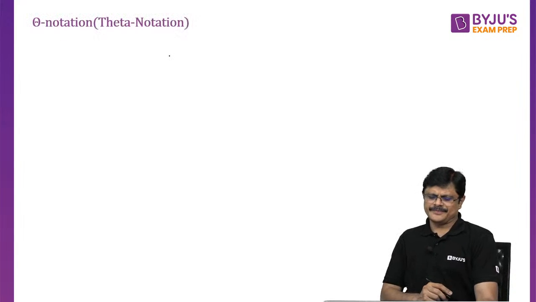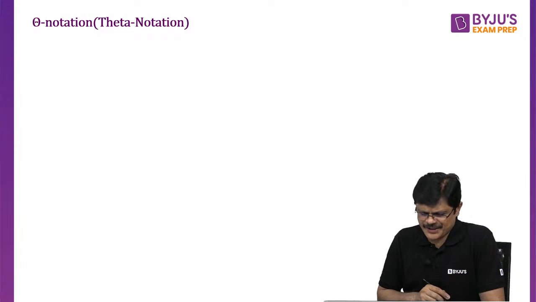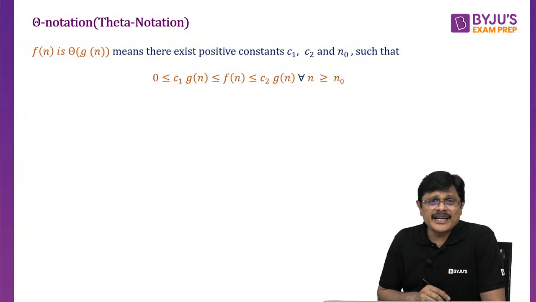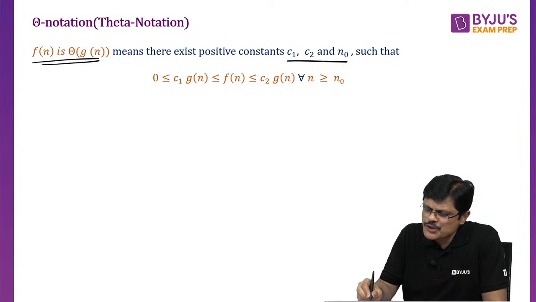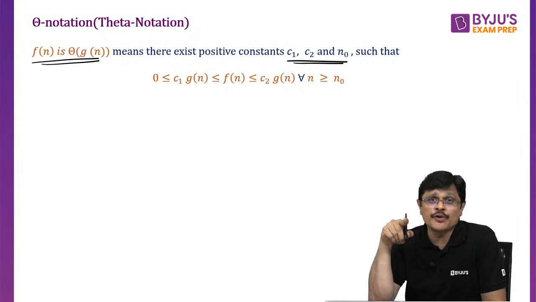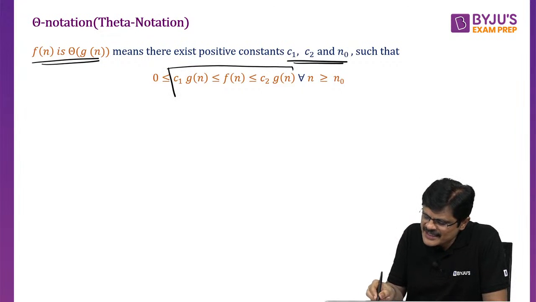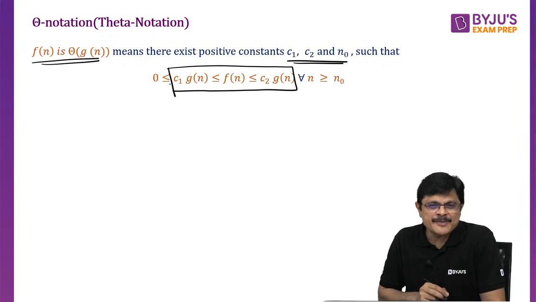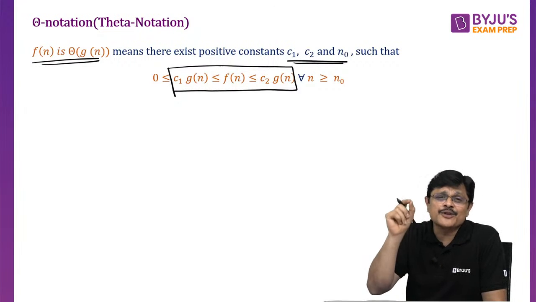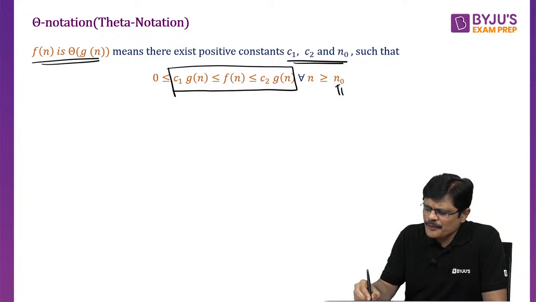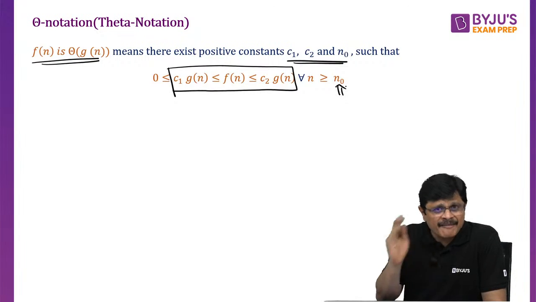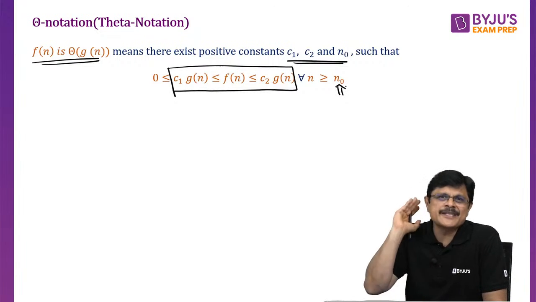Now the definition for big theta notation. So we say that f(n) is big theta of g(n). What is the meaning of that, sir? We need to find positive constants. All must be positive constants: C1, C2 and n0. Such that this condition is satisfied. When must this condition be satisfied, sir? This condition must be satisfied for large values of n. So we should be able to find a value of n after which this condition is satisfied.